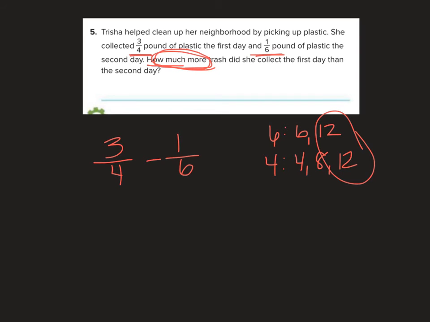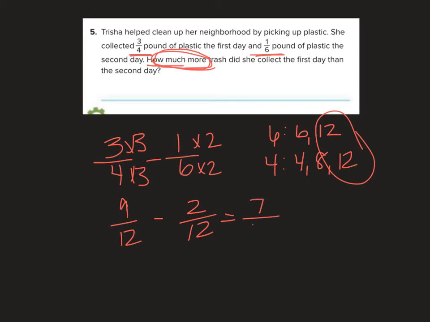There it is. So I need to multiply 6 by 2 to get 2/12. And I need to multiply 4 by 3 to get 9/12. If I subtract, 9 minus 2 is equal to 7/12. Okay, and that's simplified. So I'm going to say 7/12 pound.